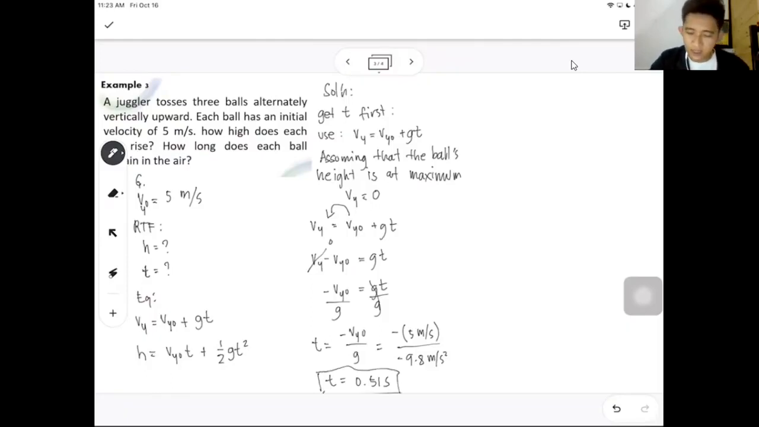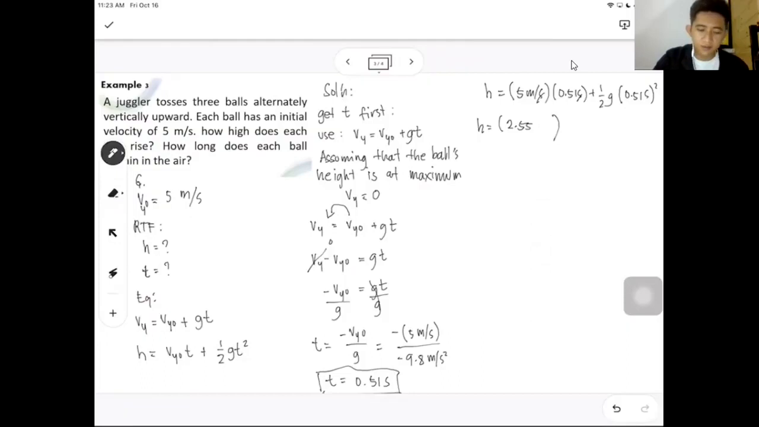So to solve for the height, we have now h is equal to 5 meters per second times 0.51 seconds plus 1/2 g times 0.51 seconds squared. So the height now is equal to 2.55 meters, since the seconds here will cancel out.